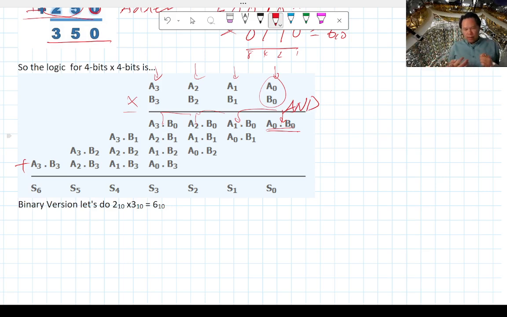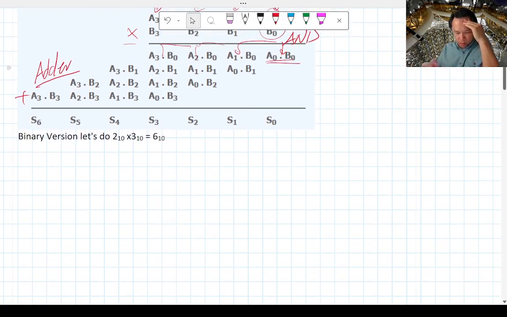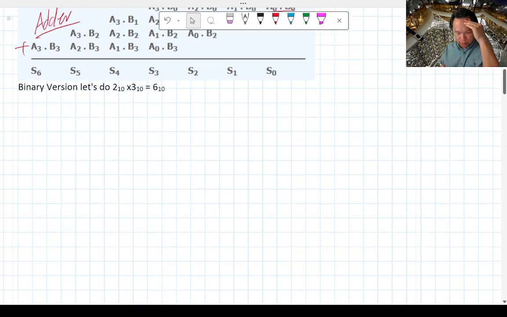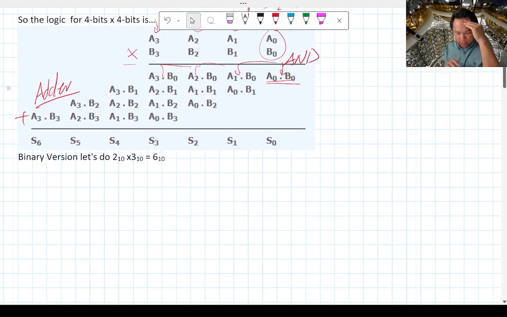Okay, so that's why stuff like 64-bit adder circuits are actually very useful. So these are going to be adders down here. Okay, so let's draw the binary version of this, but for not 4 bits, for just 2 bits. Okay, let's see what this circuit will look like.